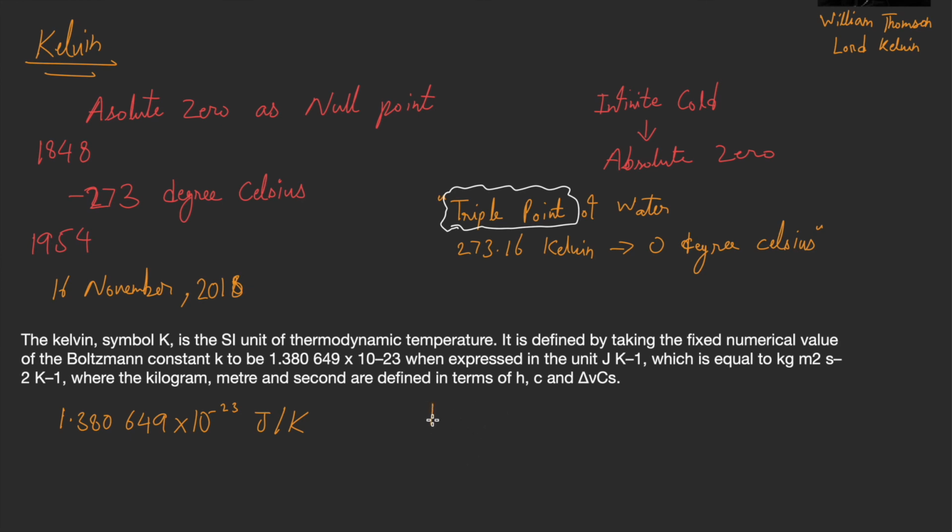I'm going to write it down again. 1 K will be equal to 1.380649 multiplied by 10 to the power minus 23. The Boltzmann constant is saying that per Kelvin, or say 1 Kelvin of thermodynamic temperature, is equal to a change of 1.380649 multiplied by 10 to the power minus 23 joule of energy. What energy? The kinetic energy of the random motion of the gas.